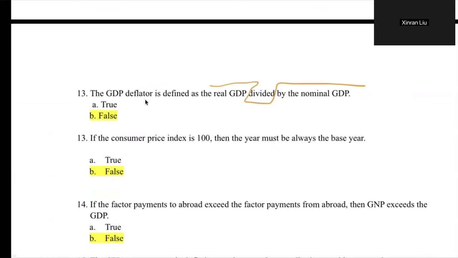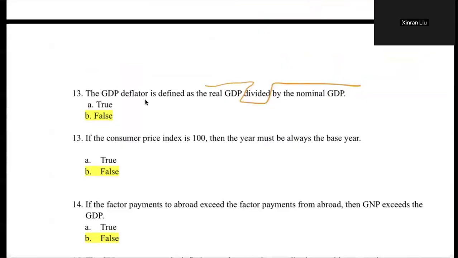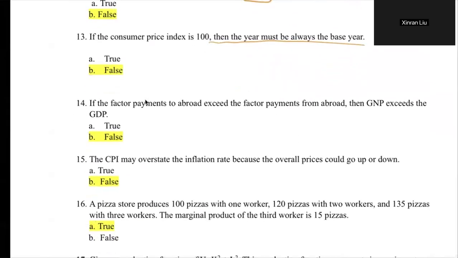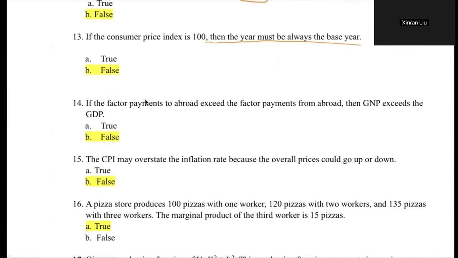And if the consumer price index is 100, then the year must always be the base year. No, because sometimes in a year which is not the base year, the CPI is also 100, but we cannot draw the conclusion that if the CPI is 100, then it's a base year. This is not true, but if this is a base year, then the CPI is 100. This is correct. Okay.